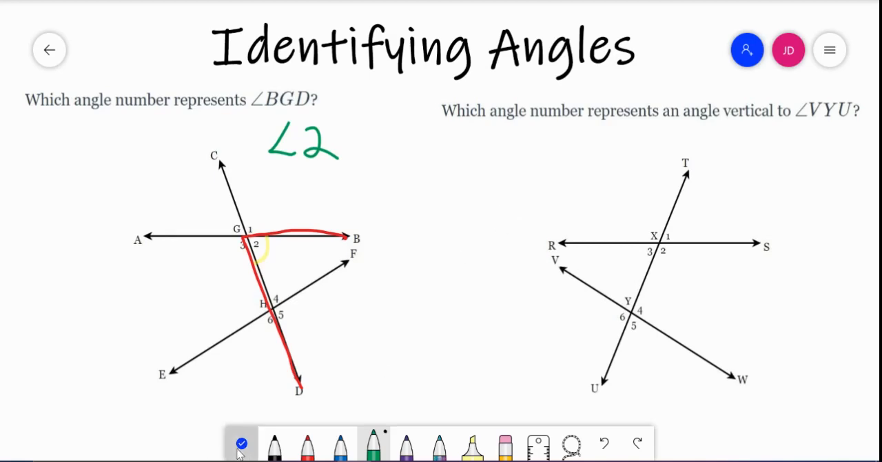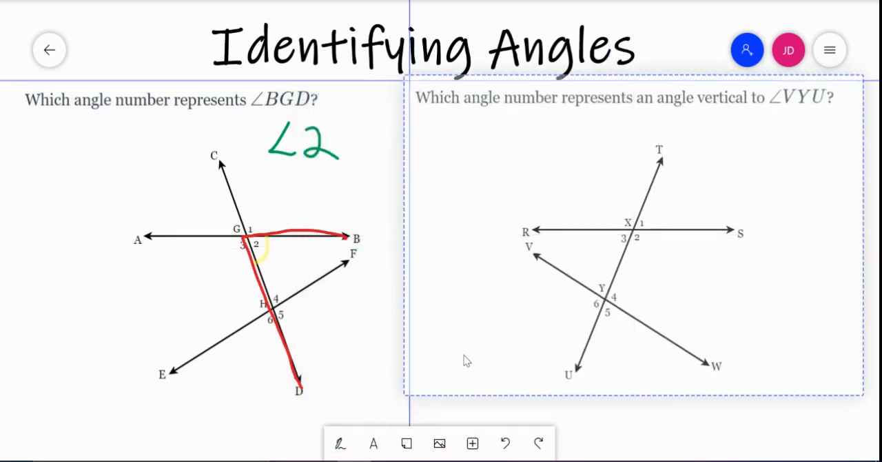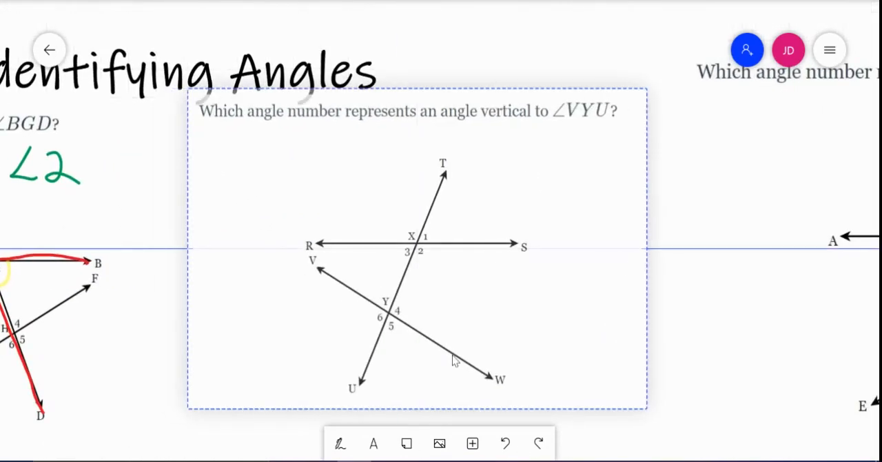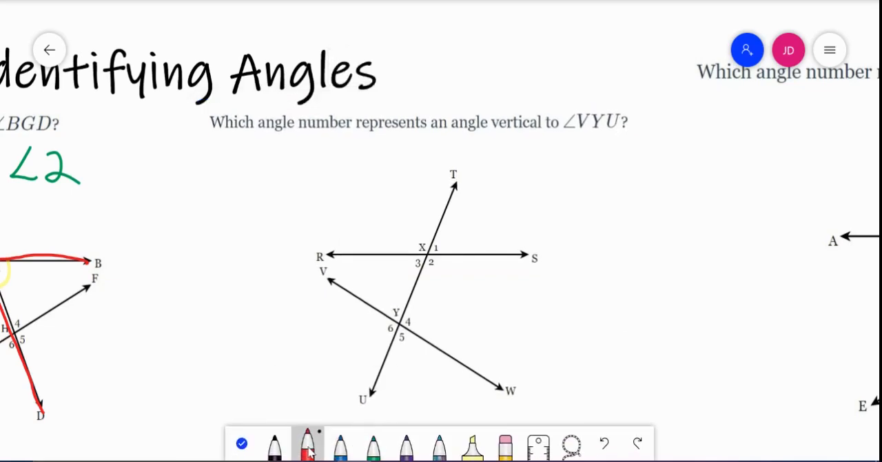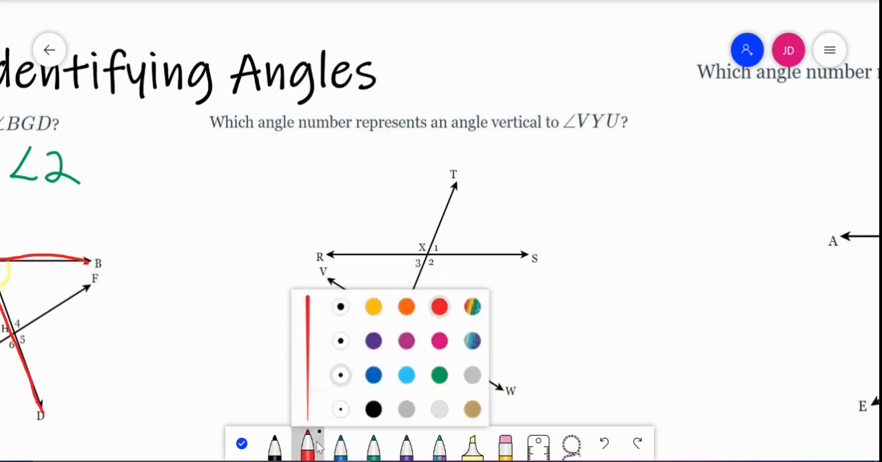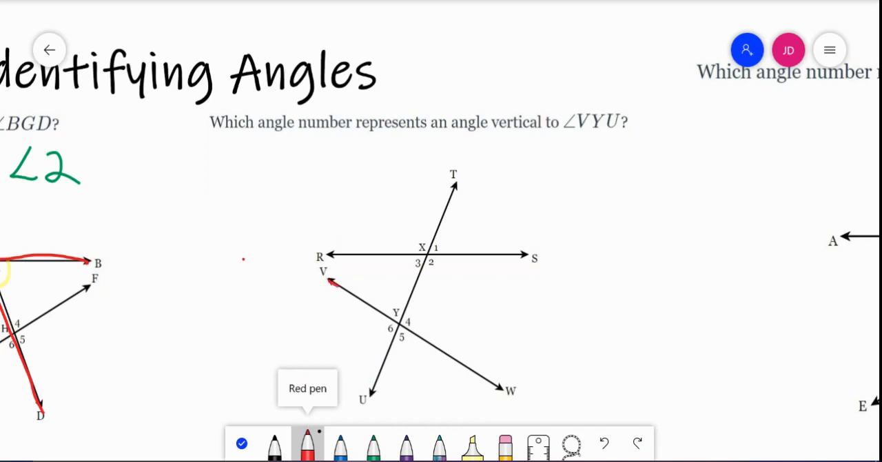Okay, now let's look at the next one. Which angle number represents the angle vertical to VYU? Okay, so we first have to find VYU. So here's V, where's Y? Y is here, and then here is U. All right, so I'm going to trace that. V, Y, U. So that's this angle right in here.